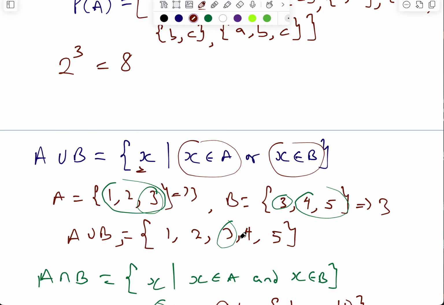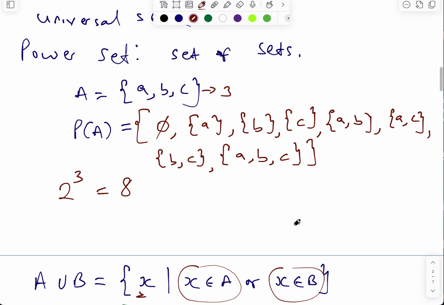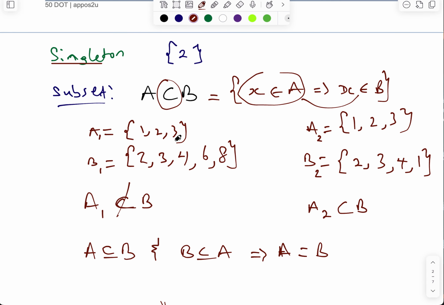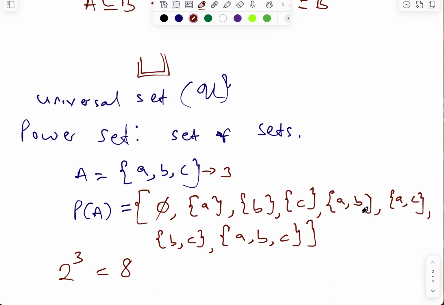Of the A union B here, it is 5. So the number of elements that are present in that set is what we call the cardinality of such set. In B1 here, the cardinality of set B is 1, 2, 3, 4, 5. So this is 5. This is 3 as well. And so on like that. The cardinality of B2 here is 4. So cardinality of a set is basically the number of elements that are present in a set.